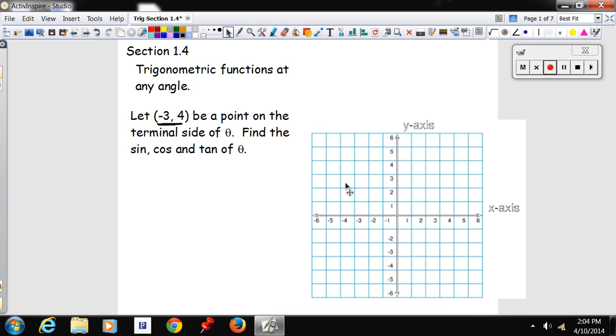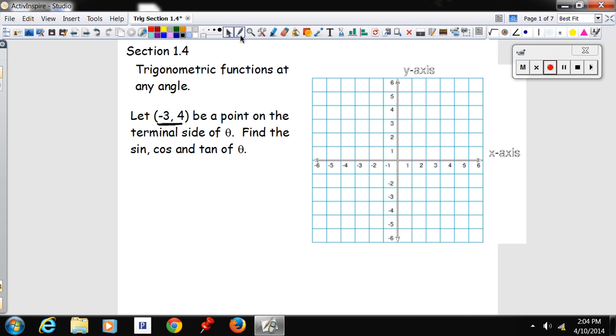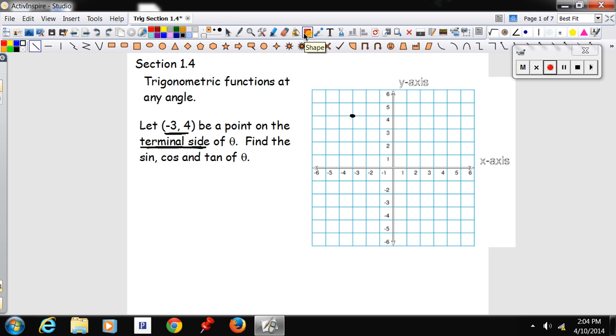So I'm going to move this up a little bit here so we can see this. We're going to let negative 3, 4 be a point on the terminal side, meaning the ending side of our angle. So we're going to graph that point. Let's go over negative 3 and up 4 and make a dot there. Then use your ID card or your planner or something straight, and draw a straight line from the origin and have it go through that point.